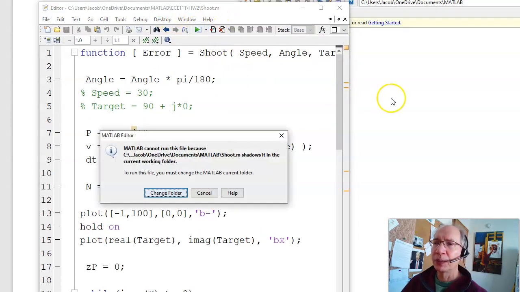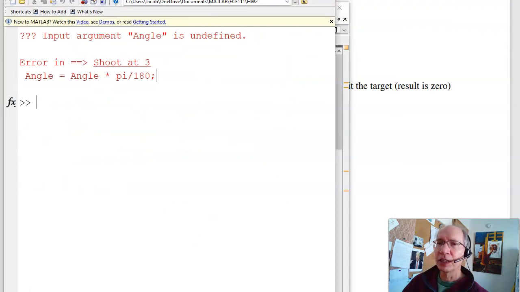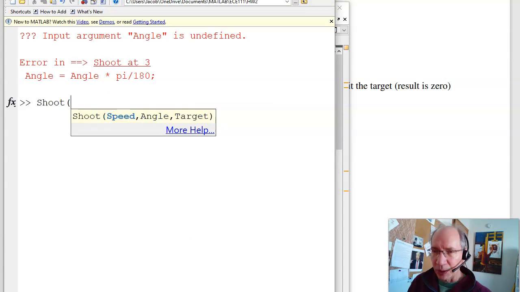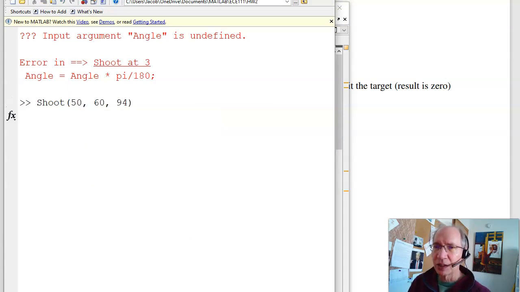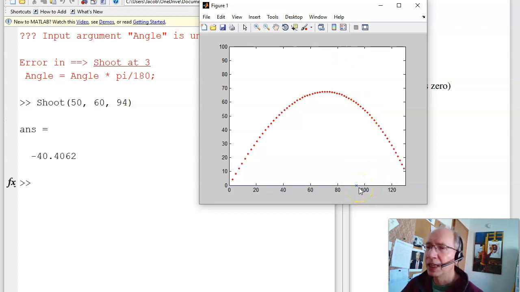If I try to run it, I get an error message saying you can't run functions, but I can call it. If I go over here and say, let's call shoot, I'm going to shoot a tennis ball at 50 meters per second, 60-degree angle, and targets at 94 meters out. Do I hit the target? So that brings up a window that launches a tennis ball. Here's my target right there at 94, and I missed. My target is 40.4 meters short.